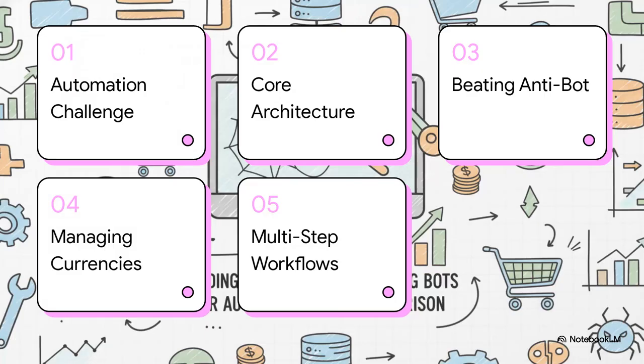Okay, let's quickly outline how this blueprint comes together. First, we'll cover the price automation challenge. Second, the core bot architecture. Third, beating those anti-bot systems. Fourth, managing currencies and data. And finally, advanced multi-step workflows.